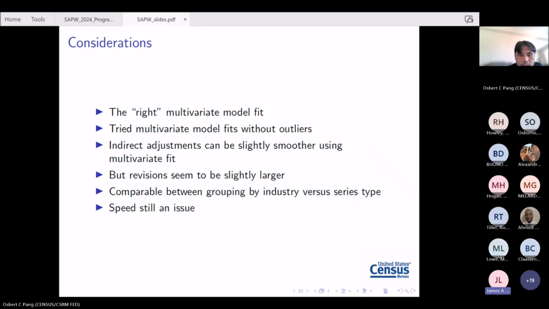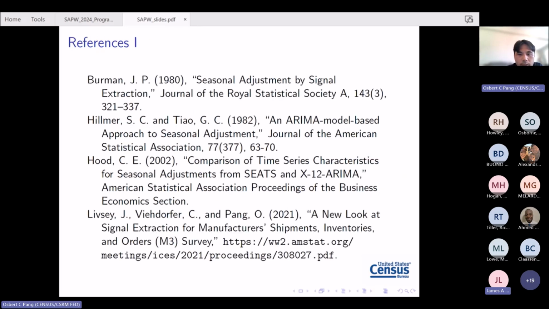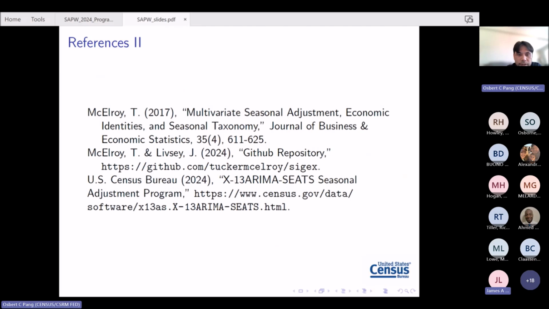We're still working our way through this as well, so there are still things to explore. And here's a partial list of some references. Perhaps the important one here is the ARP, which is the code where we did a bunch of this analysis. And I believe that's all.